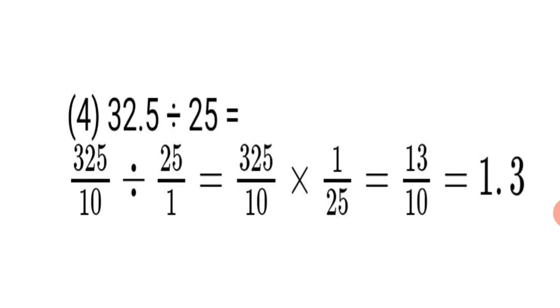Fourth sum, 32.5 divided by 25 equals 325 upon 10 divided by 25 upon 1. So we have converted them into common fractions. Now multiply and write the reciprocal: 325 upon 10 into 1 upon 25.